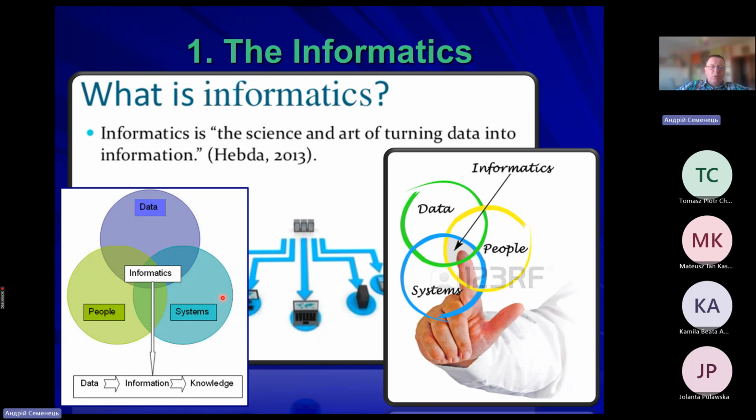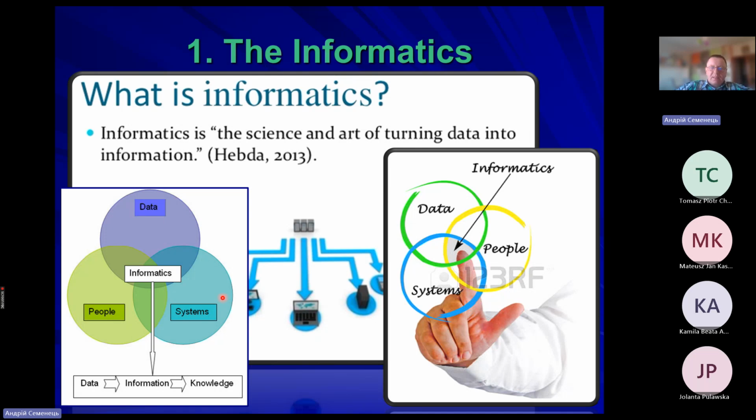Before we talk about medical informatics, we have to remind ourselves of the definition of what informatics is in general. Here is given a relatively old but absolutely correct and still active definition of what informatics itself is. It's simple enough and easy enough for students to remember.